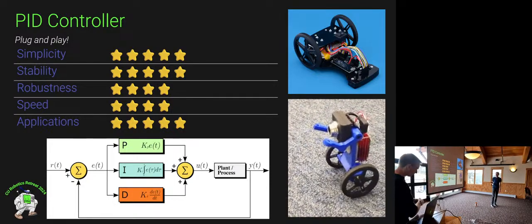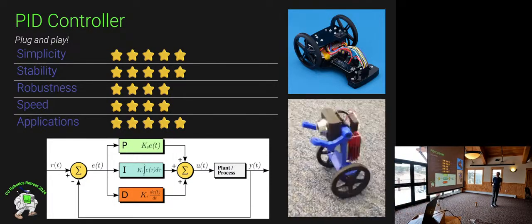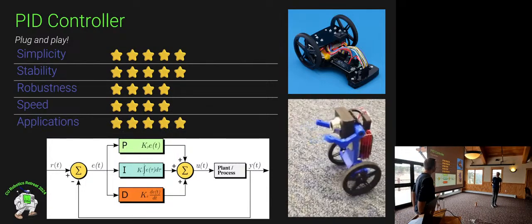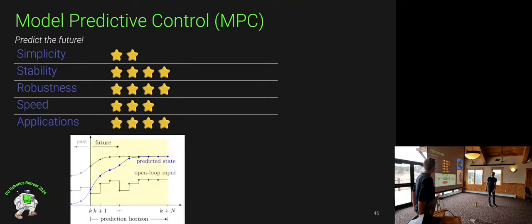This balancing robot maybe uses a PID controller to help it balance. And a line following robot is a classical example of a PID controller.